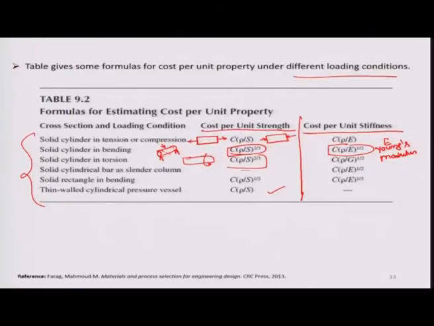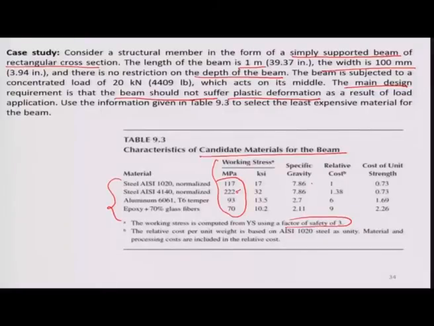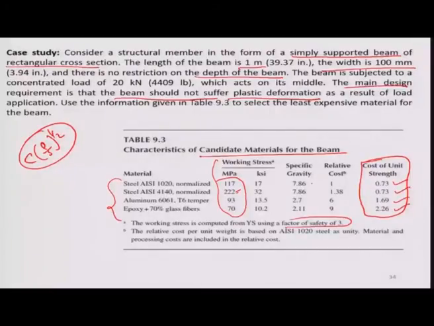this one, because it is a solid rectangle in bending, this formula will be suitable for this question. C rho by S to the 1 by 2 is the cost per unit for this simply supported beam of rectangular cross section. They have calculated the cost per unit for each material. Now, we can see that for AISI 1020 the cost per unit is 0.73, then 1.69, 2.26, but all 4 materials can fulfill our criteria.